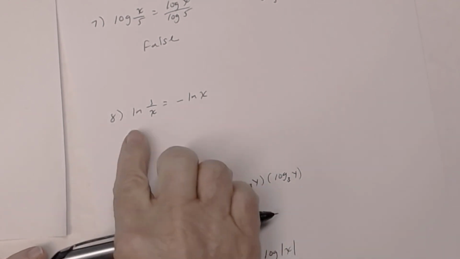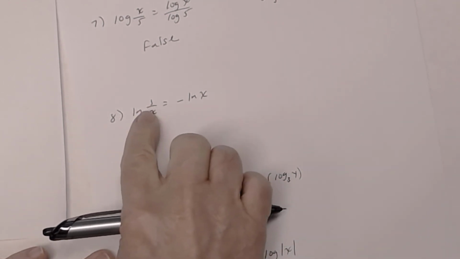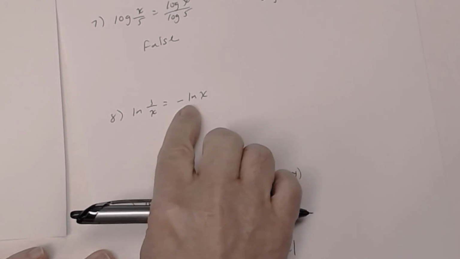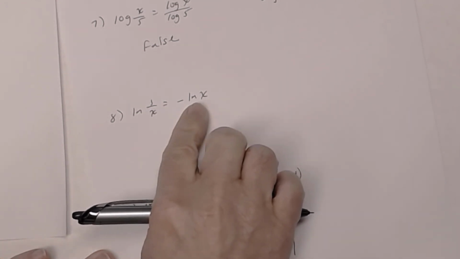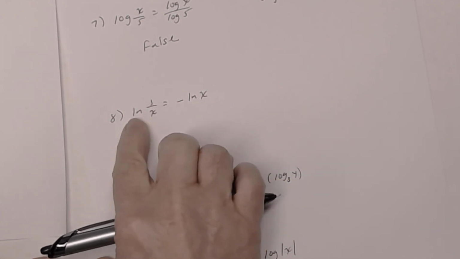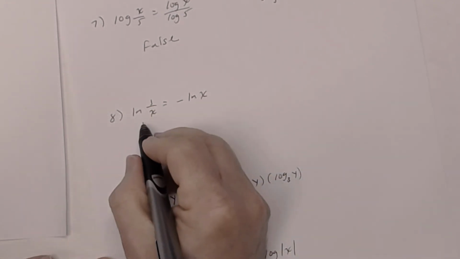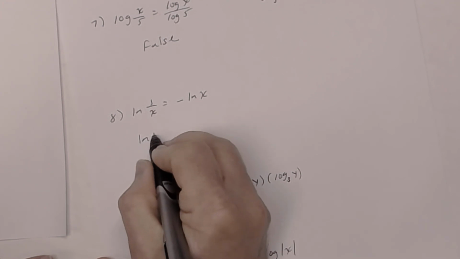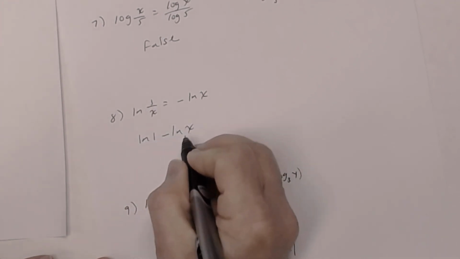Okay, let's look at this one. The question is: is the natural log of 1 divided by x equal to negative natural log of x? Well, that is a little bit more difficult to think about, right? So let's first of all use the quotient rule. By the quotient rule, that means the natural log of 1 minus the natural log of x.